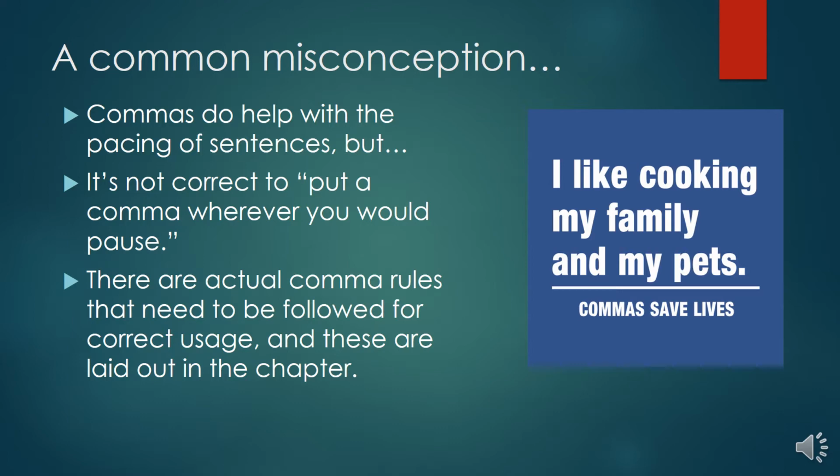And these rules are laid out in the chapter. There are 6 different rules that are laid out in your chapter. That might sound overwhelming because it's a lot of different types of usage, but once you get into it, you'll see that these rules are actually quite clearly stated. They're easy to understand.